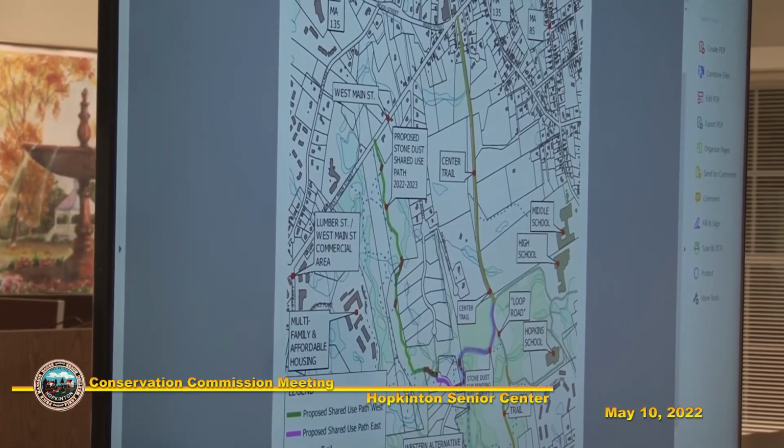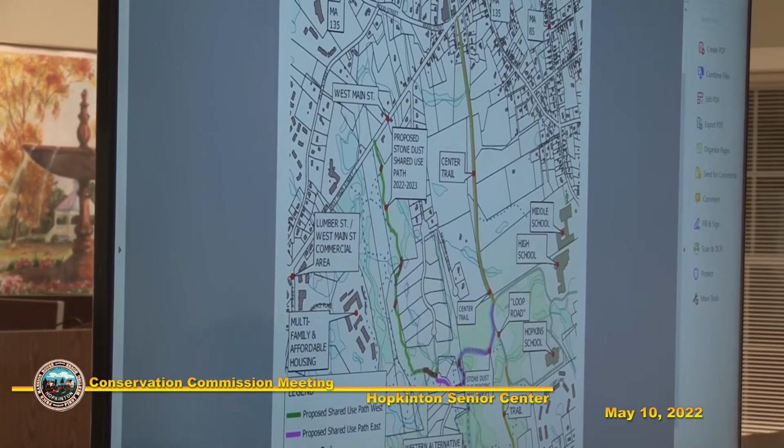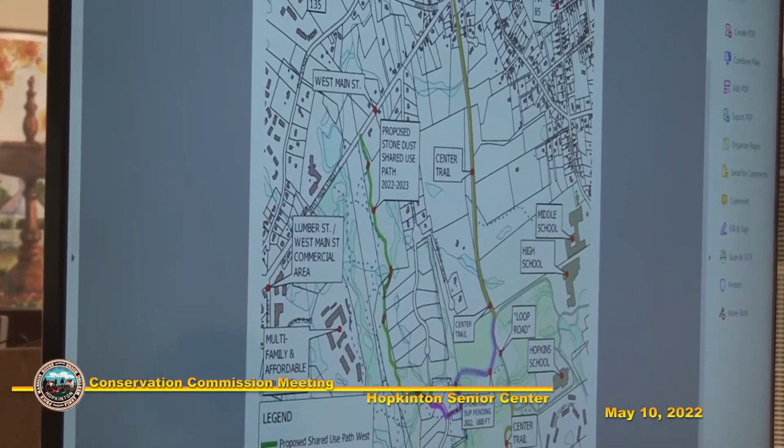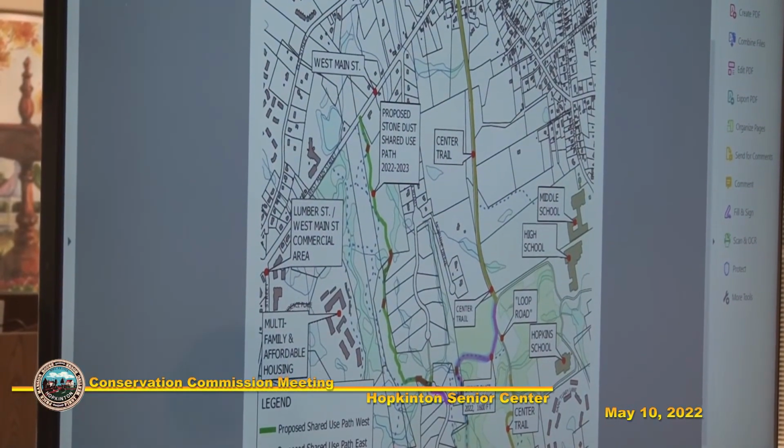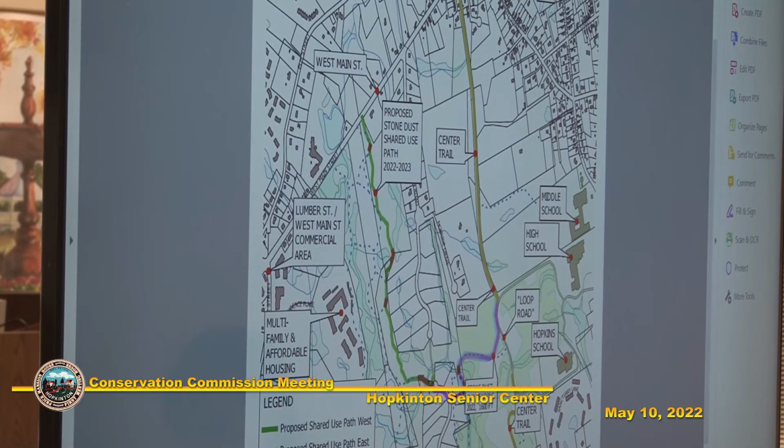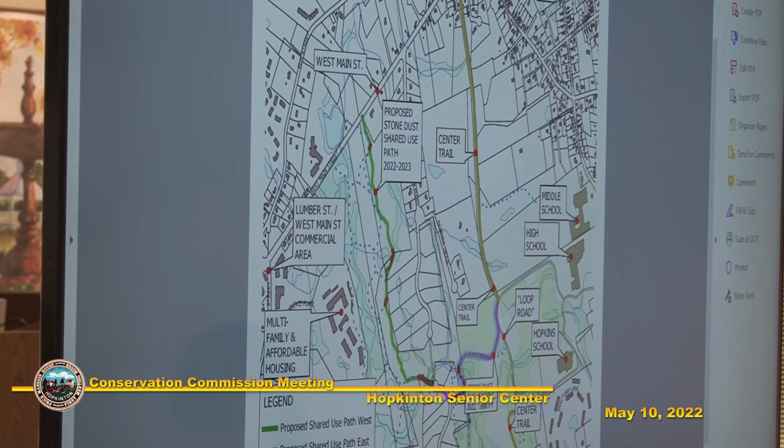We are looking at the Trails Committee designing and constructing our standard stone dust path. What's shown in purple there, just to the left of the loop road sign, is a path that we actually already went to town meeting for. We had $75,000 from CPA funds to do that work. Obviously, it hasn't come to you folks. I'm sort of giving you background on that.